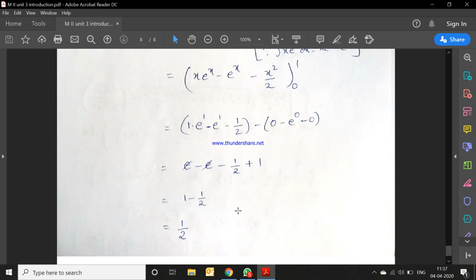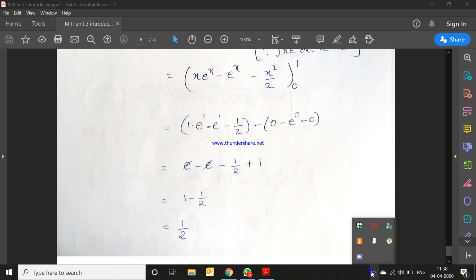That's all students. Today we discussed how to find the double integral, first topic. In the next class we will discuss how to find the limits to the given region.